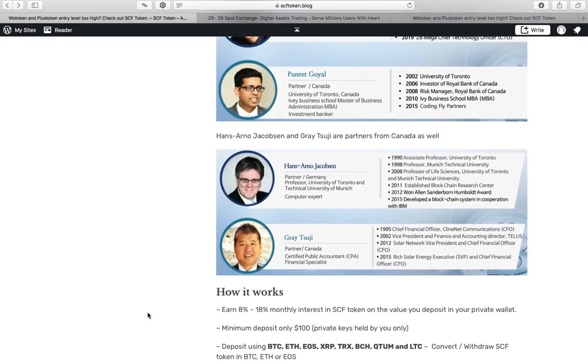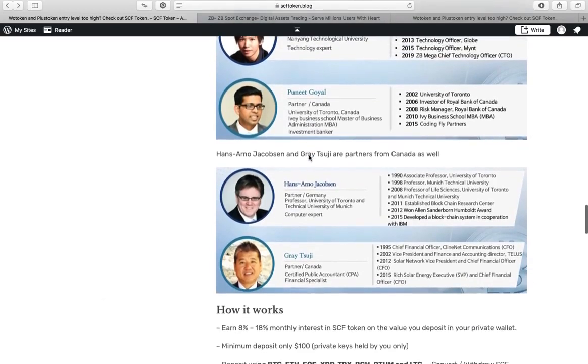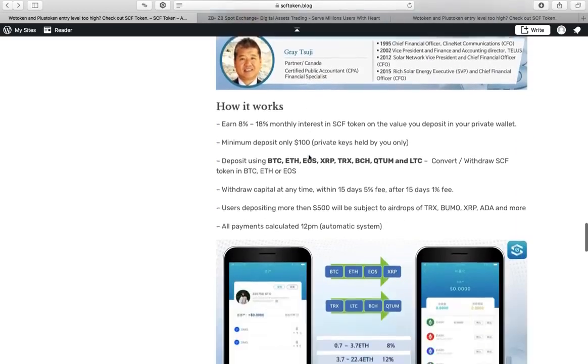Hans Jarno Jakobsen and Gray Tsui are partners from Canada. And those two gentlemen are from Canada as well, JK and Punet. So they would be having a lot of experience in the field of blockchain technologies, and they would be supporting the project as partners. So how does it work?